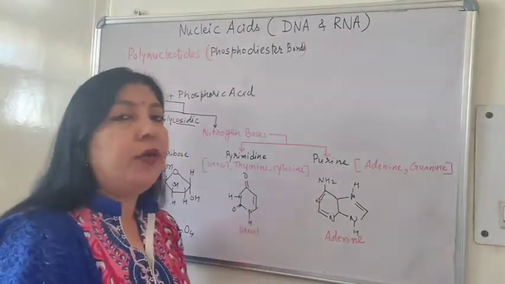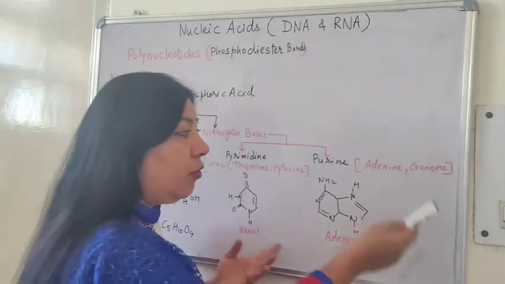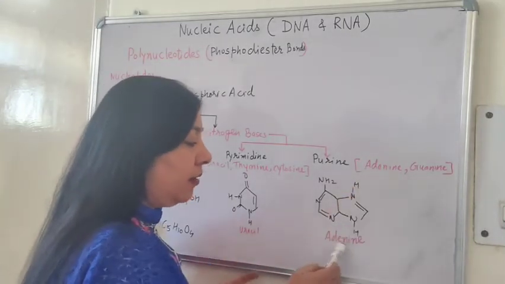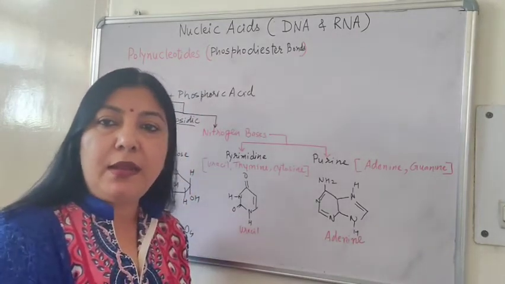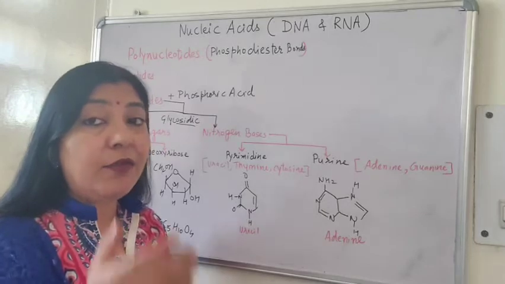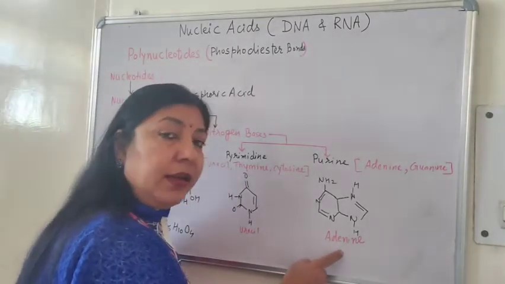Now, when we come to purines, purines are 2 in number. There are 2 types. One is called adenine. This is the example of adenine. When we say ATP, adenosine triphosphate, that nitrogen base is adenine.